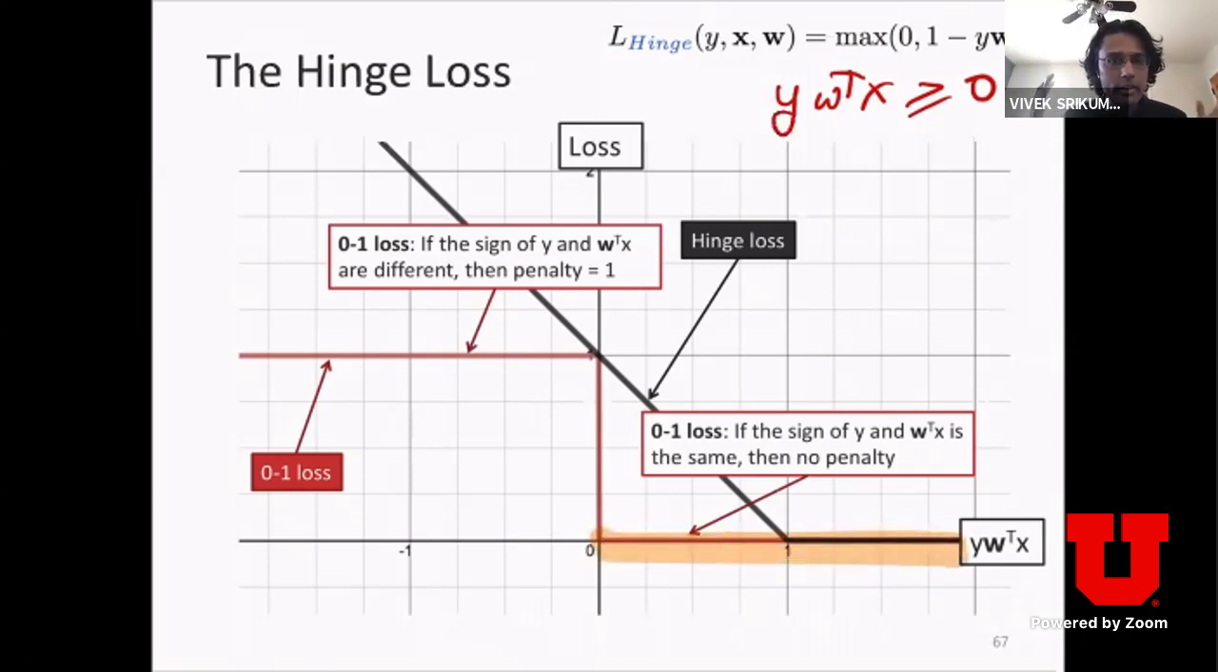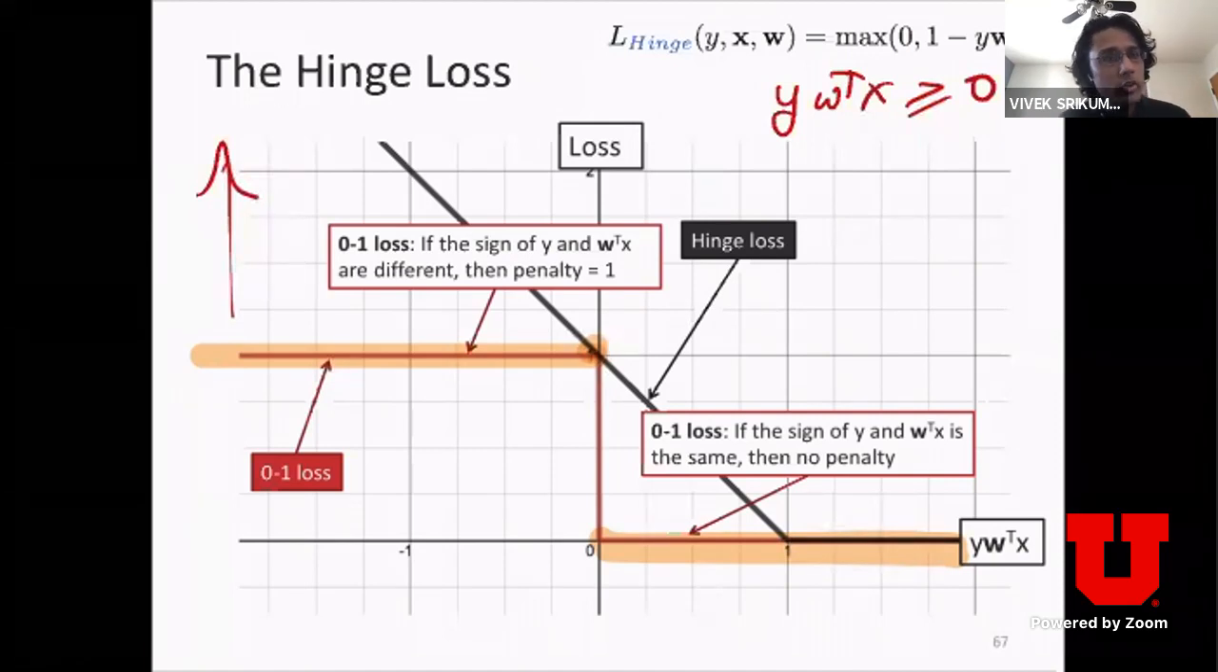There's no loss if the sign of y and w transpose x is the same. If the prediction is wrong, if they have opposite signs, then you lose 1 point. You can think of this as how many points get lost when you make a misclassification. If you add up the 0-1 losses, you essentially get the total number of errors.